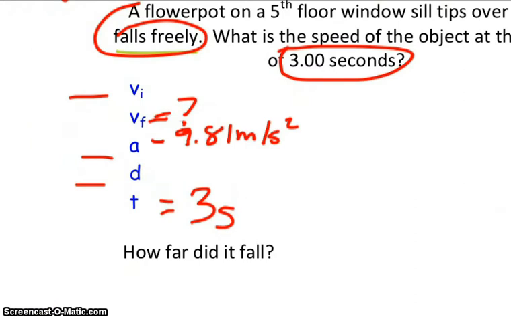Okay, so one more thing. I either know VI or D. Well, I don't know how far it fell. I have no idea about that. So my initial velocity I should know. Well, if it just tips over, then it starts with a velocity of 0. So now I know 3 things, and I want to know 1. And I can do that.